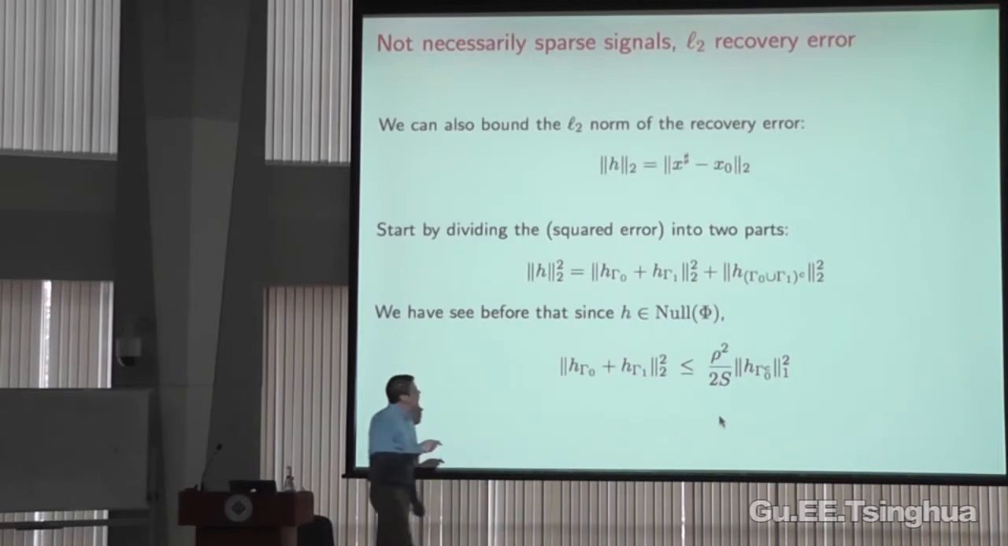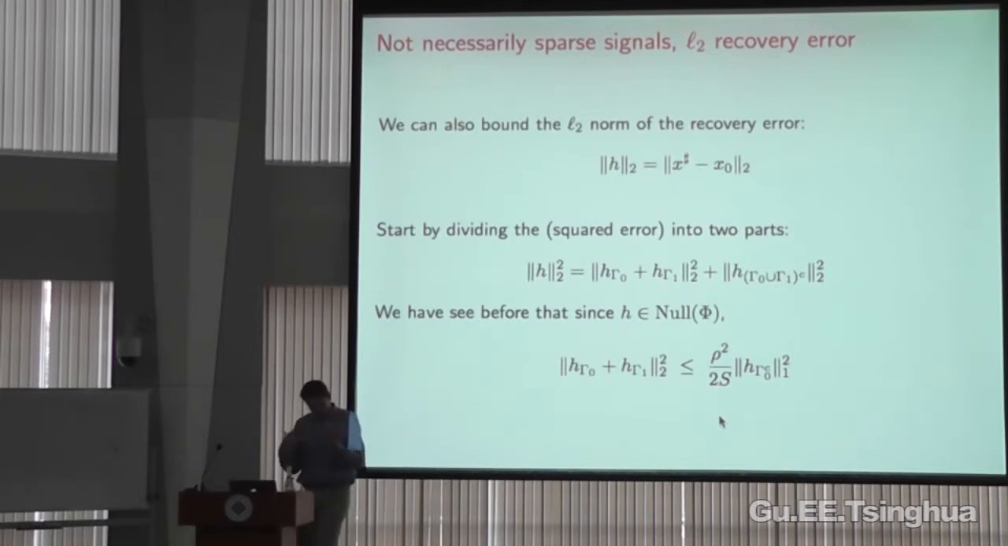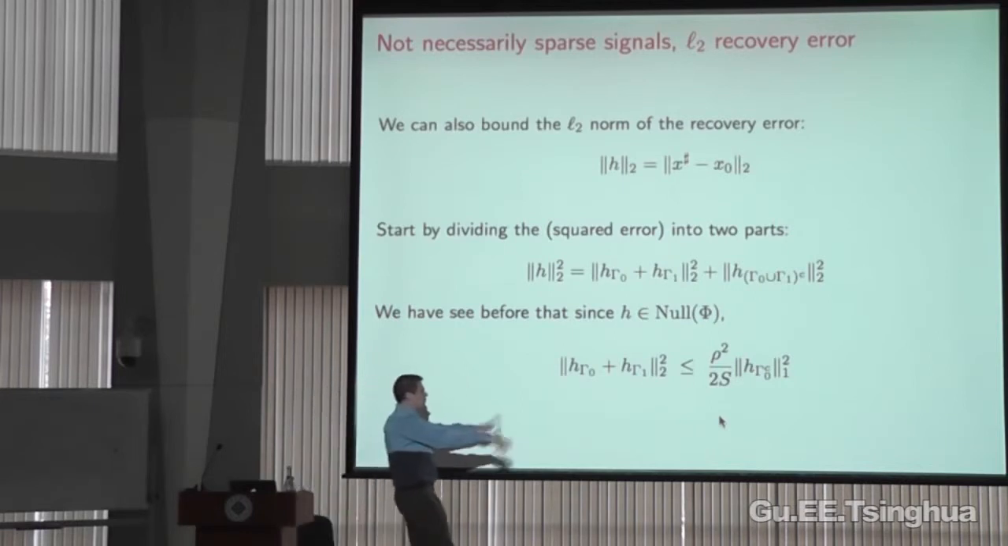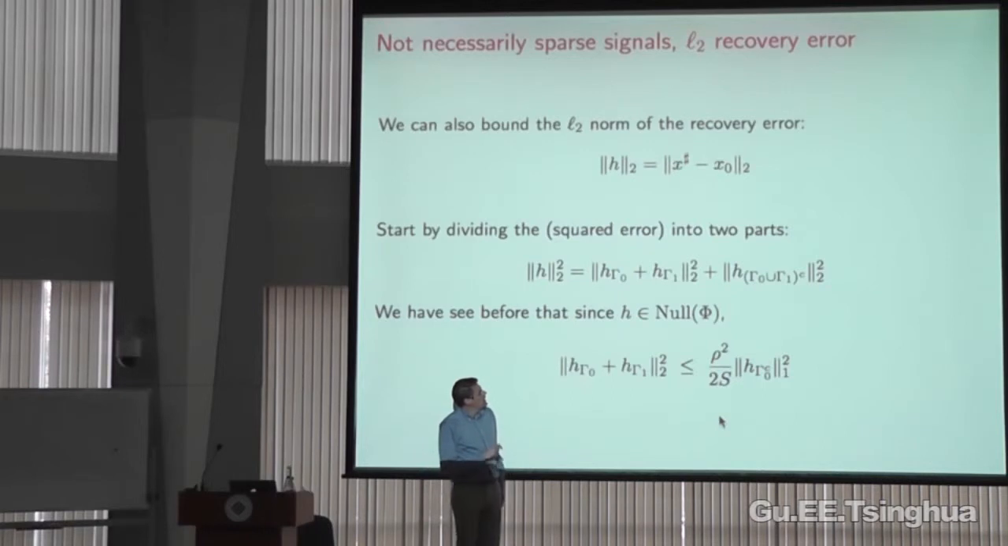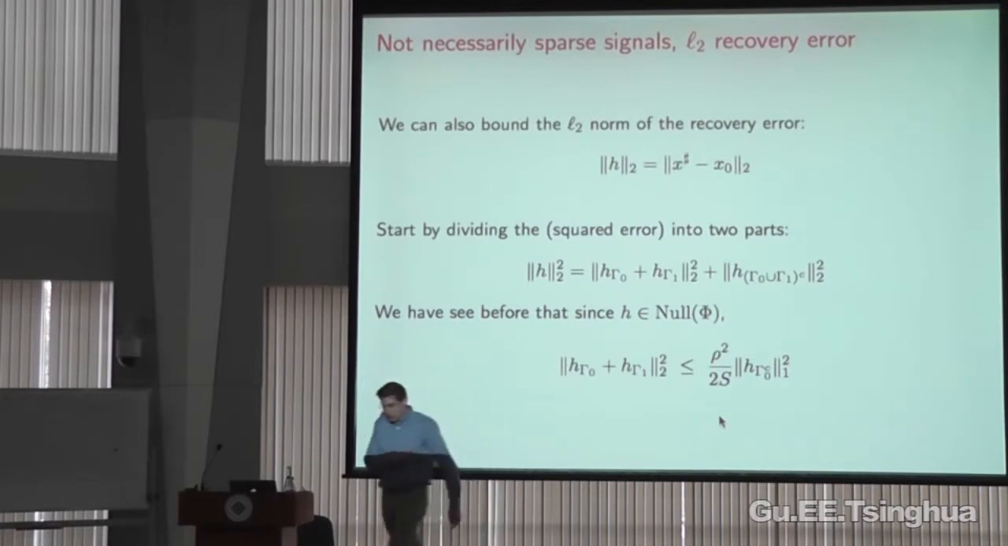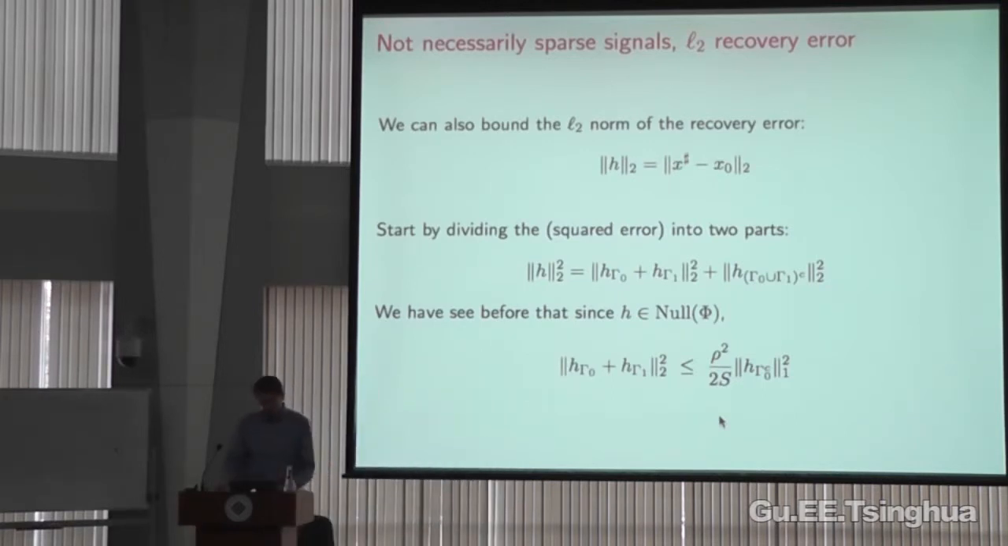And then what we do is say, okay, let's look at the norm of H squared. I just break it into 2 parts. One on this union of supports, gamma naught and gamma 1. So that's the big part of X and the big part of this vector H, the big part of the difference between these two. And then everything outside of the support on H. And it turns out that this first part we actually got a bound for in the last lecture.